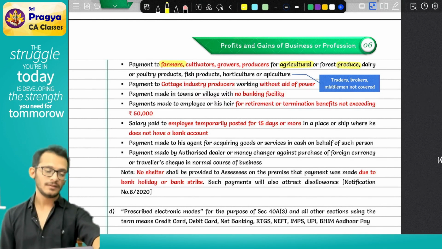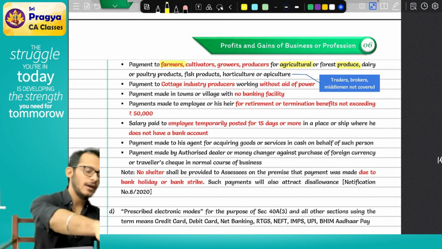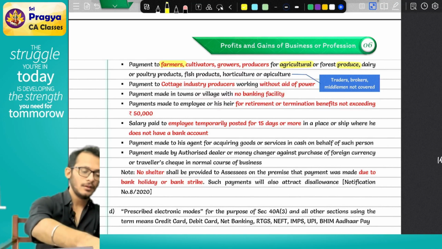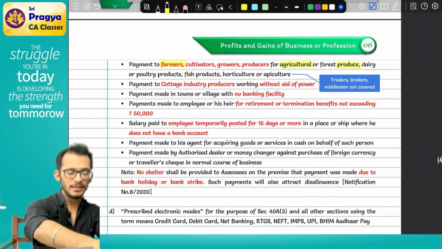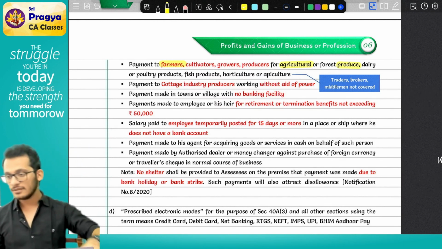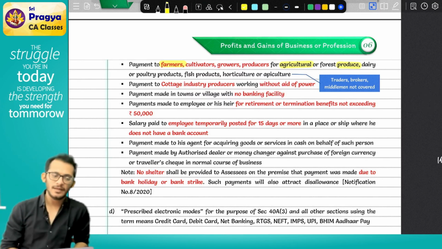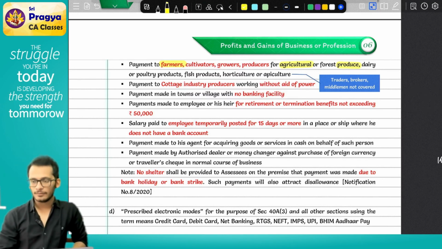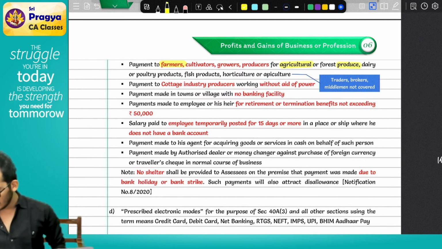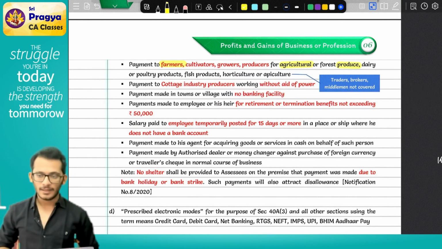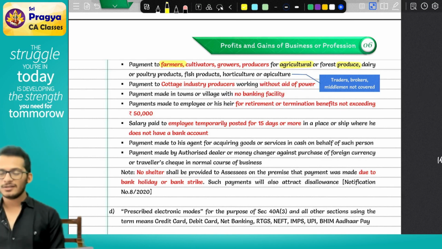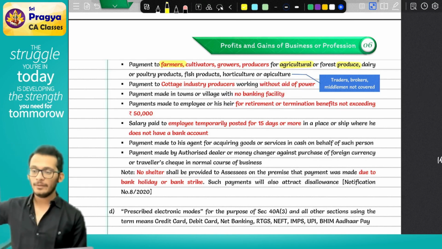Scenario number two, Rahul. I have a friend who is a farmer. To this farmer, I made an interest payment of 13,000 rupees. This farmer has no bank account. I made a payment of 13,000 to him. Will this payment be allowed, not allowed? The payment will not be allowed. Why, Rahul? Understand, the payment has not happened for agricultural produce. The payment has happened for interest cost.